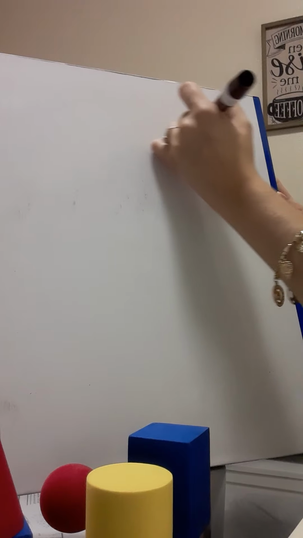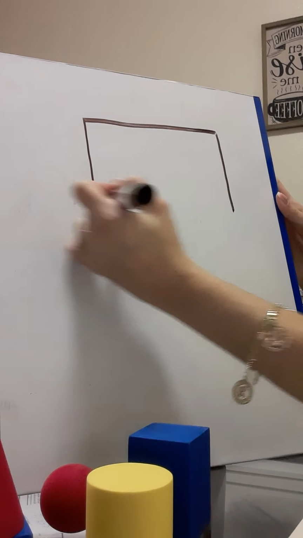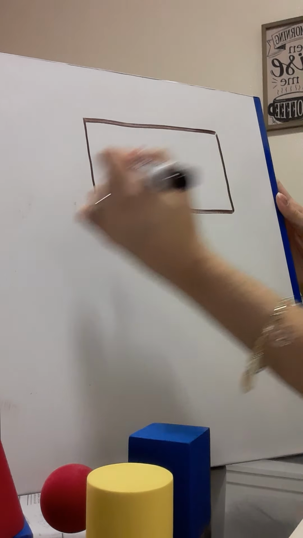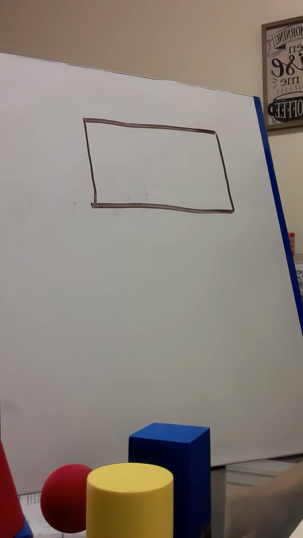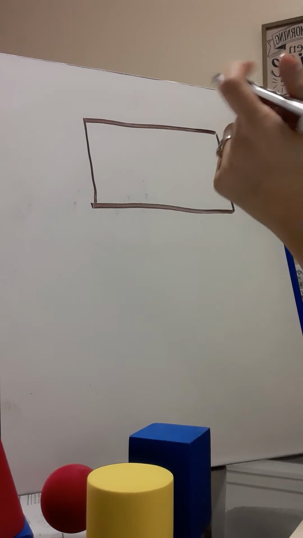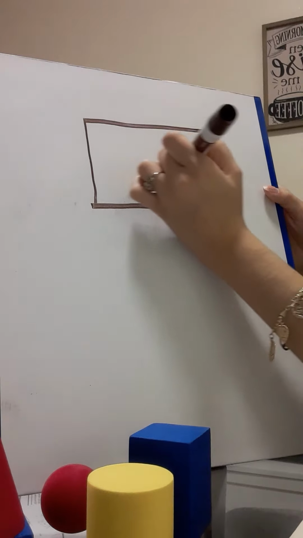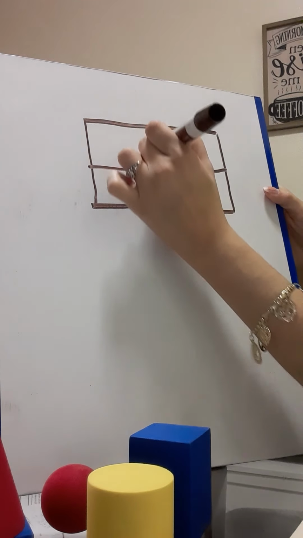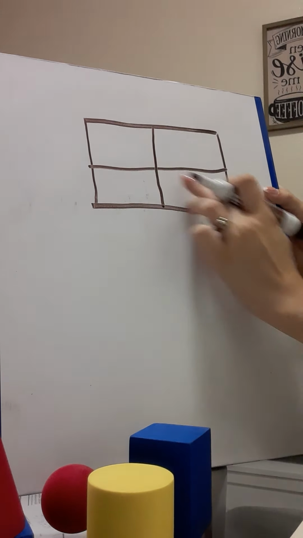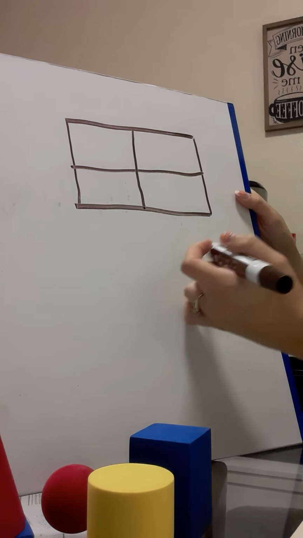Okay? Now, what if I want to make something into fourths? Now, there's different ways that I can do that. So let's say I have a square. Okay, and I want to make it into fourths. So that means 4 equal parts. Well, I can do like a T. Right? 1, 2, 3, 4. That's one way.